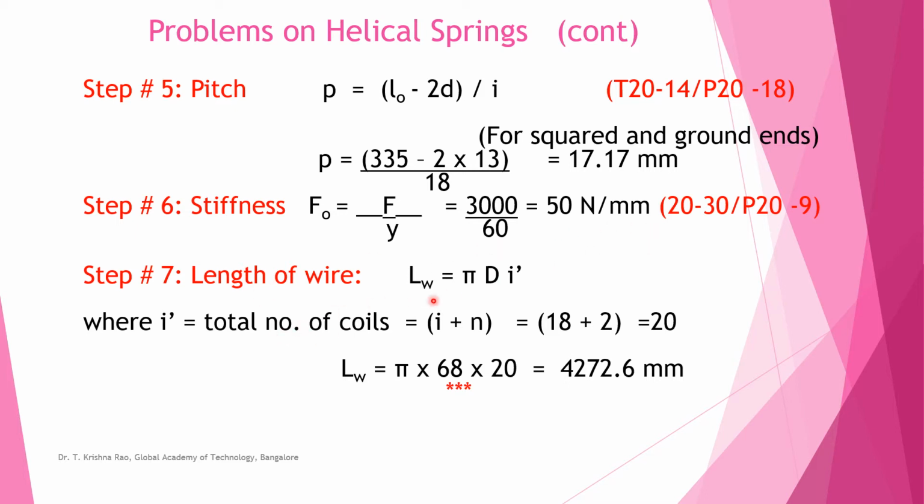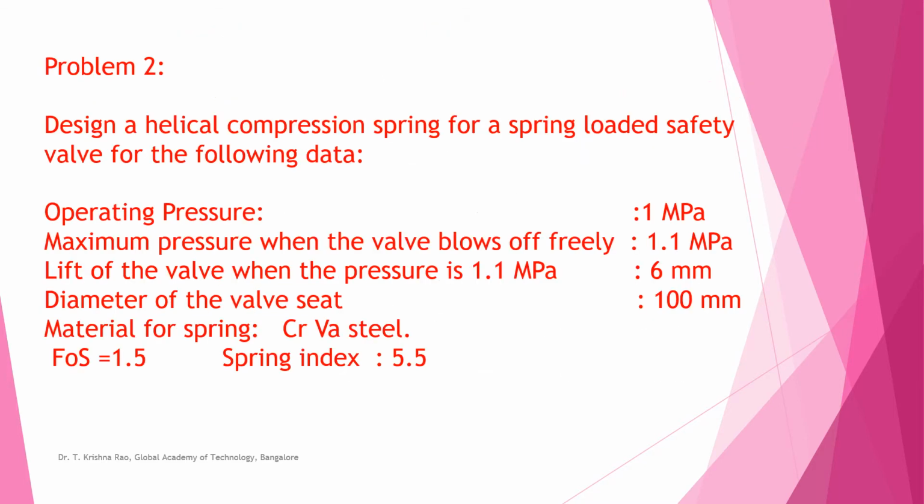Then length of the wire is always the total length we require to manufacture the spring. Pi into d is the length of one coil. i dash is total number of coils. So we calculate the length of the wire. So these are the 7 steps involved in this calculation of a spring. This is a very simple problem. We'll see the application from now onwards. This problem number 2 talks about a spring to be used for a valve, safety valve.